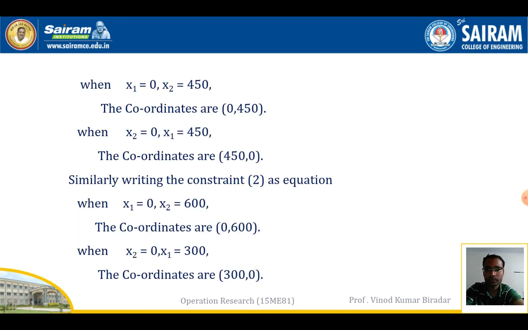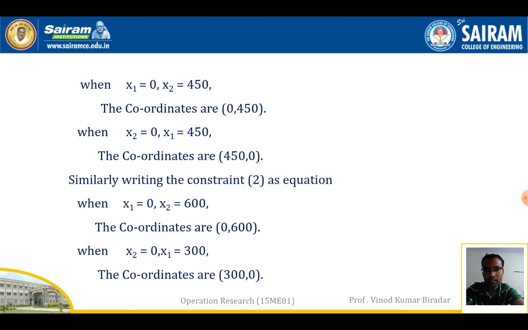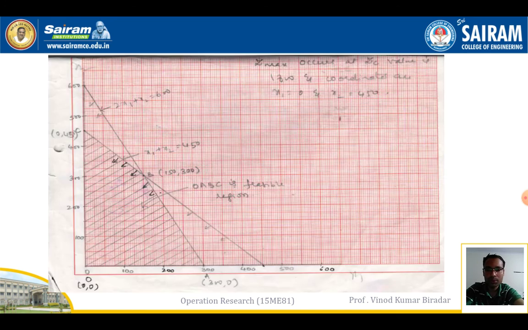So for the first coordinate 0 comma 450, x is equal to 0, y is equal to 450, that is point C. Similarly, the second point, x is equal to 450 and y is 0. So 450 is here, between 400 and 500, that is 450, 0.